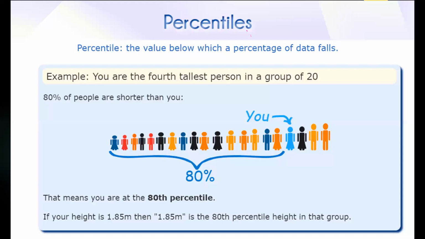So what is the percentile? Percentile is a percent, or it shows you the percent of the data that are less than or equal to X. Like, as an example, I measure your height, and I order you now from the lowest to the greatest one.